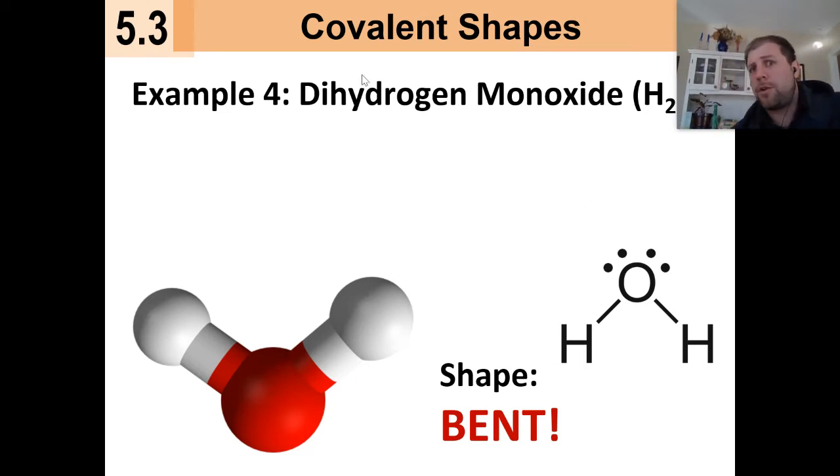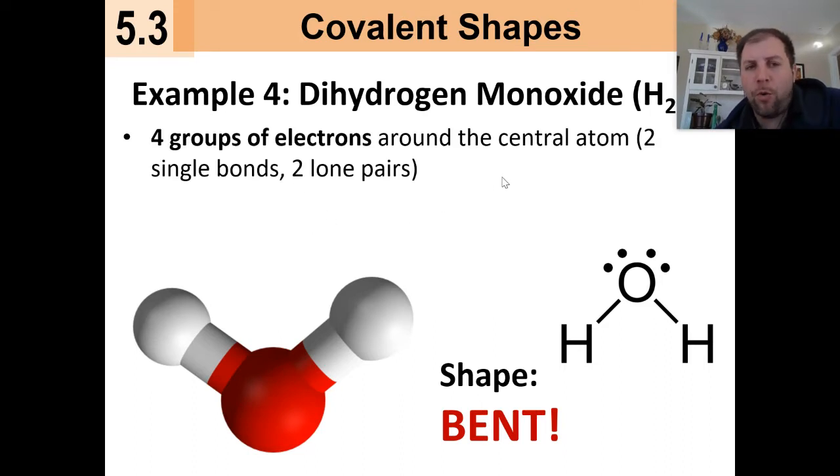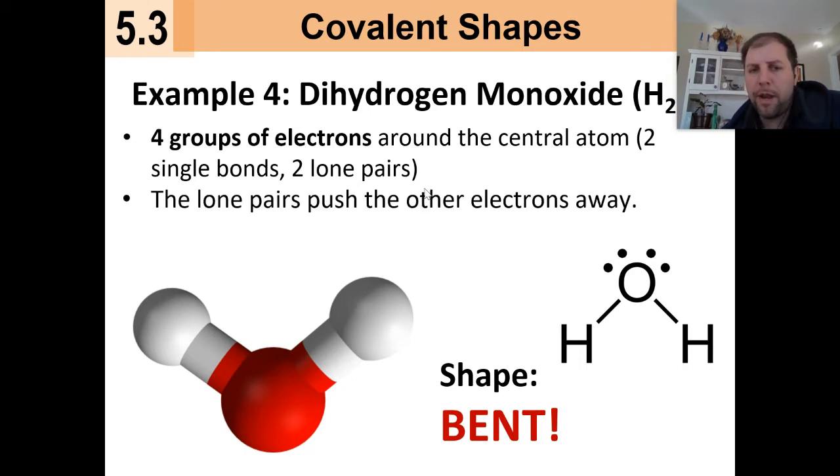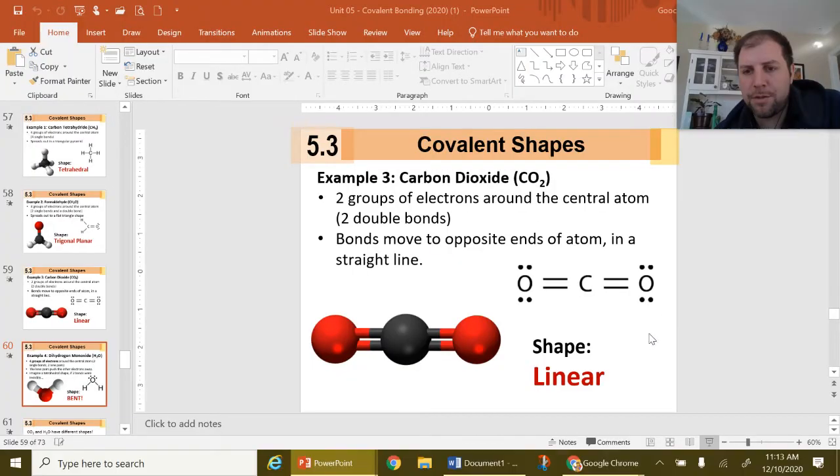Yeah, so these electrons here, these lone pairs, they are also things going on around that central atom. So even though you don't see them in the molecule itself, they are there. And since they are also electrons, they are repelling the other bonds away from them. Okay, so there's four groups of electrons around the central atom. There's two single bonds, and then there's two of these lone pairs, and the lone pairs push the other electrons away. Let me show you again in this simulation.